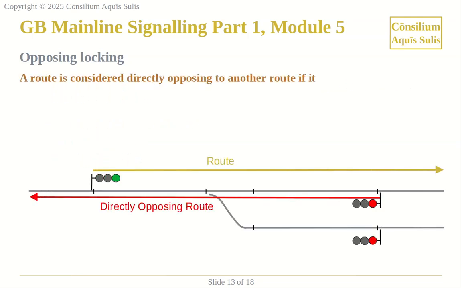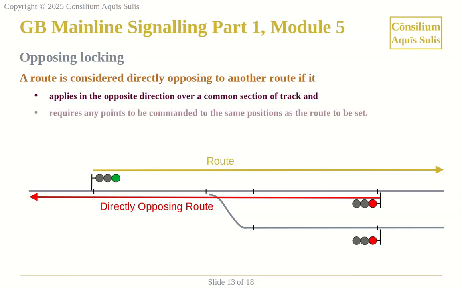A directly opposing route is one that follows the same section of track with all the points commanded in the same position, with the only difference being it is set in the opposite direction. So the red route in the diagram is directly opposing to the golden route that we want to set in the diagram.